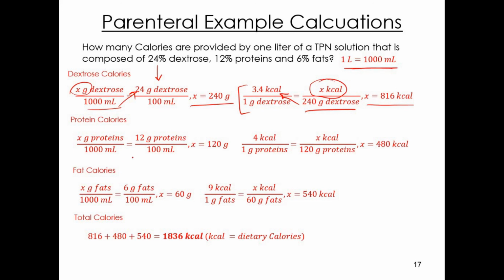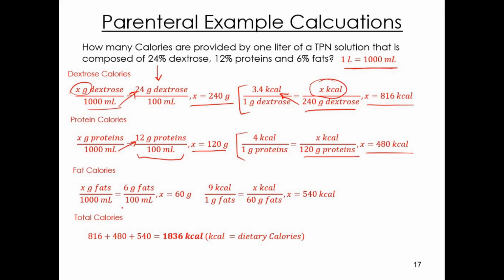And we can do the same for protein. It has a concentration of 12%, so 12 grams. And we can calculate how many grams of protein is in there by cross multiplying. And so in 1 liter, there's 120 grams at a rate of 4 kcals per 1 gram of protein. We have 480 kcals for 120 grams of protein.